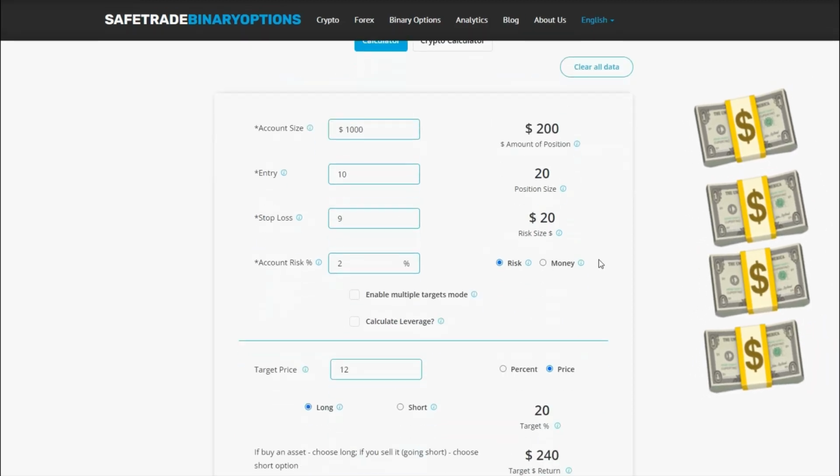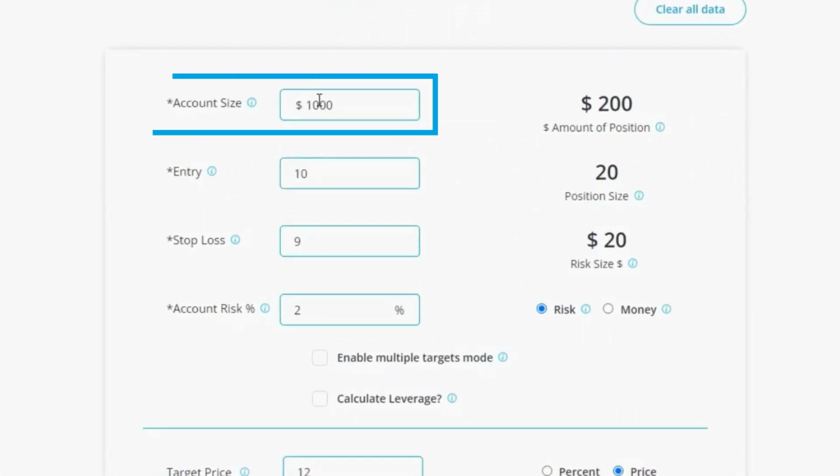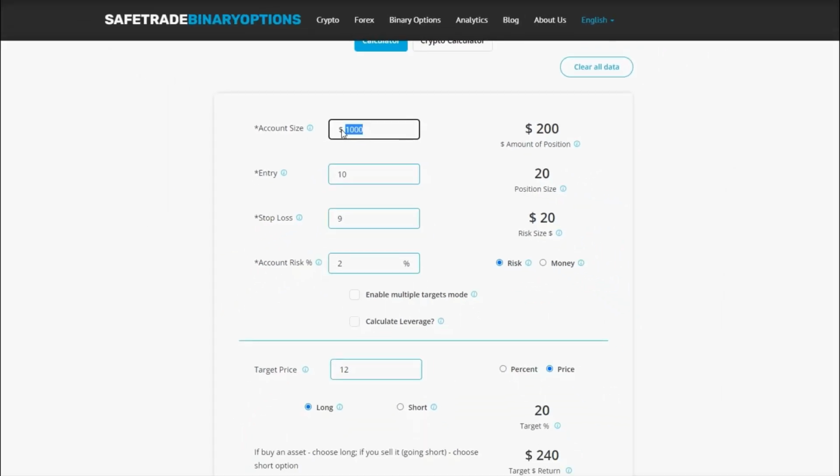So let's go over an example here. We have your account size. This is how much you have in your account or how much of your trading capital that you're willing to use for trading. So let's say you just deposited $1,000 into your Forex account or your stock trading account or your CFD account. This is the amount that we can use to trade.